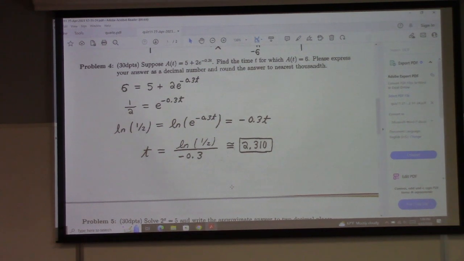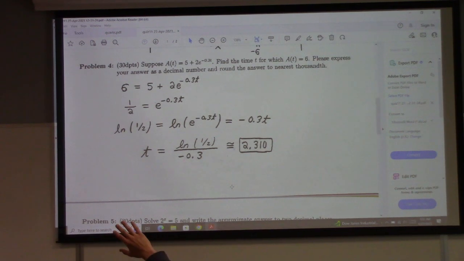This one said find the time at which A of t is equal to 6. So to solve this, you put A of t, which is this, equal to 6. So 6 equals this. Subtract 5 to the other side, divide by 2. That gives us 1/2 is equal to e to the minus 0.3t. Then I take the natural log of both sides, and that gets me minus 0.3t over here, because these are inverse functions. And then I solve for t, which gives me the quotient of the log of 1/2 and minus 0.3, which my calculator gave me about 2.310.